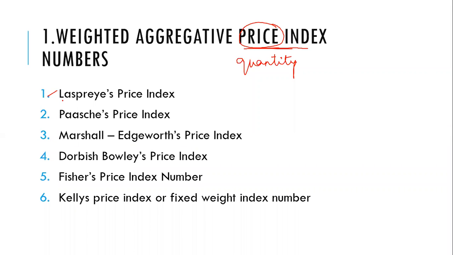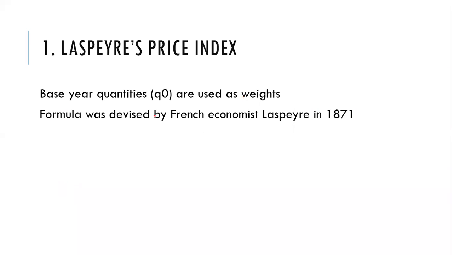Okay, we have various six methods: Laspeyres, Paasche, Marshall-Edgeworth, Drobisch-Bowley, Fisher's price index, and Kelly's price index number. So these are the six methods. We'll go to the first simple method, that is Laspeyres price index number. This is a very simple method of construction of index number.